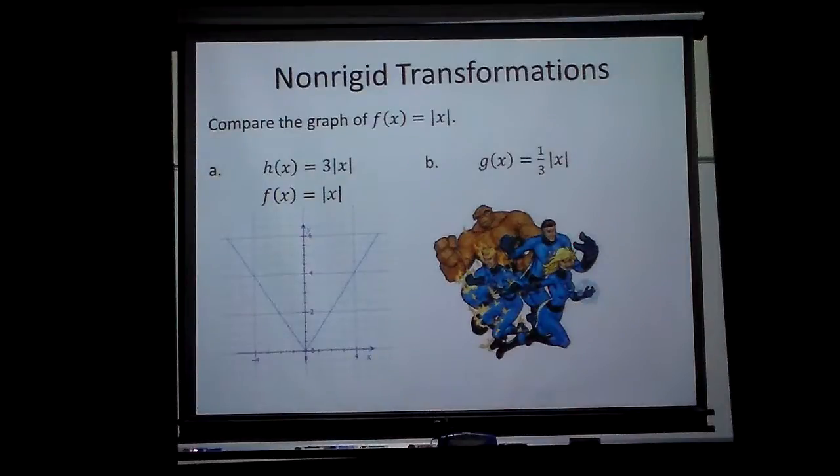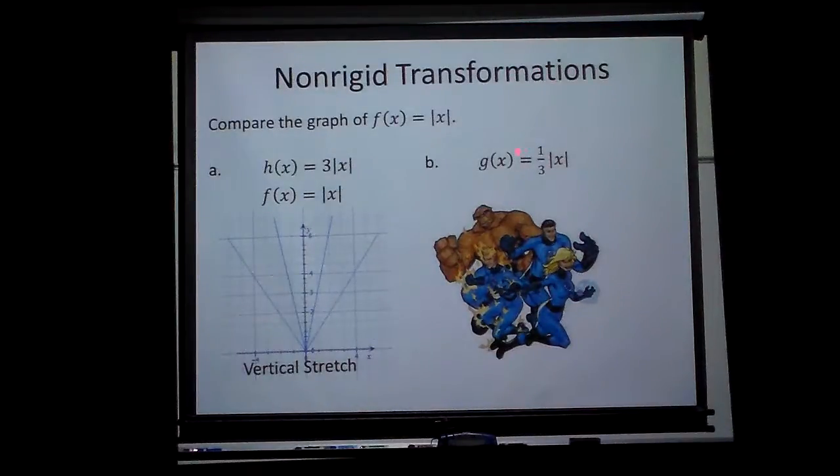Oh, looky there, we got the Fantastic Four, a little stretchy guy. All right? Notice that went up 3. It's going to go up 3 times faster. So that's called a vertical stretch, meaning it's going to go up a lot faster. I like to think of it as being narrower. That would not be the political term, or skinny.